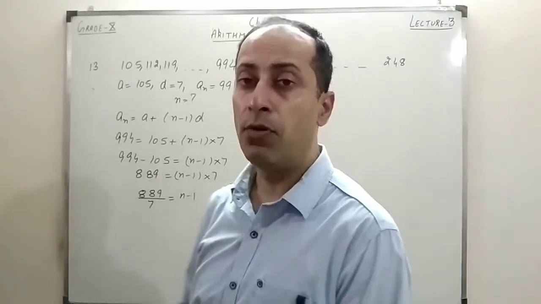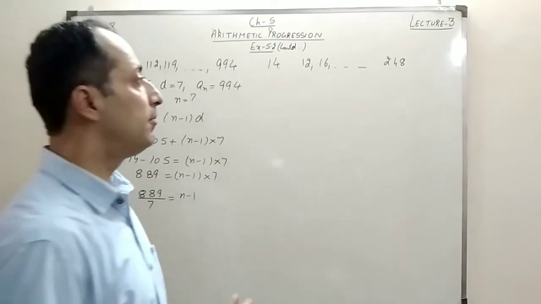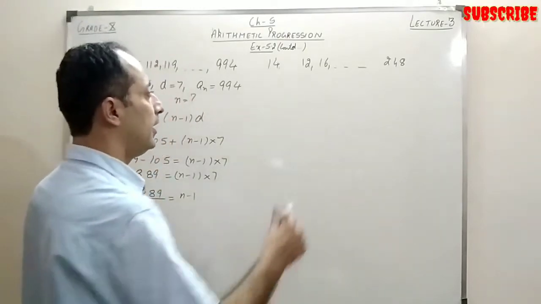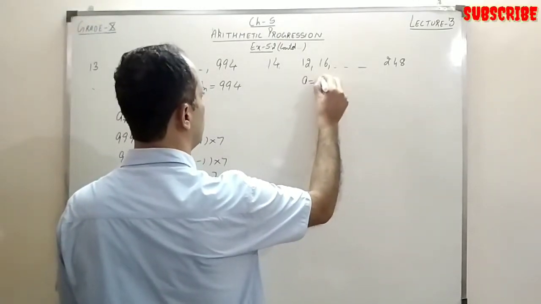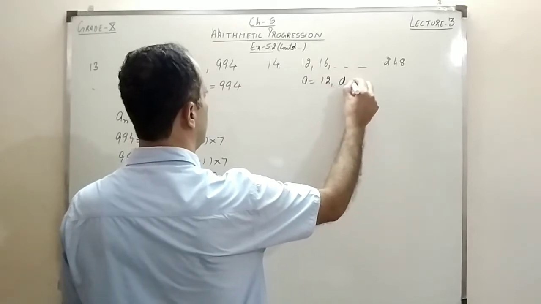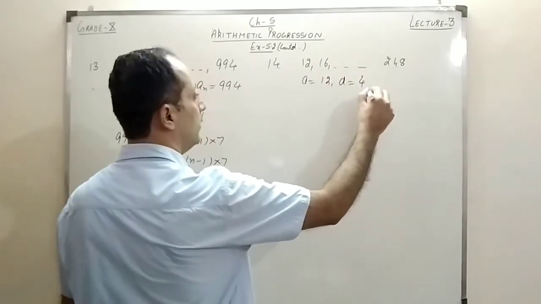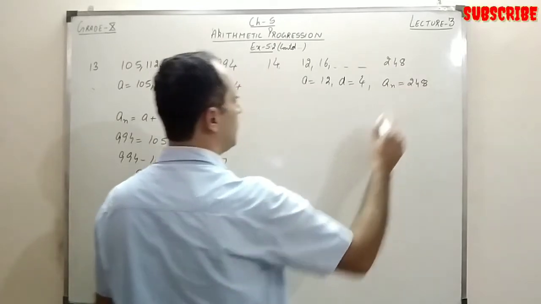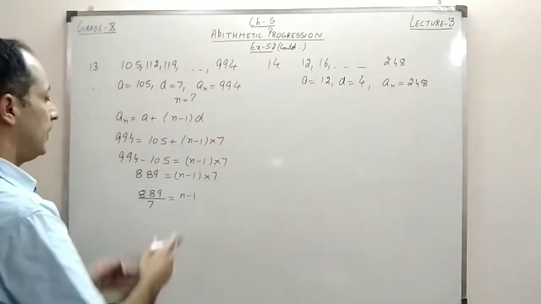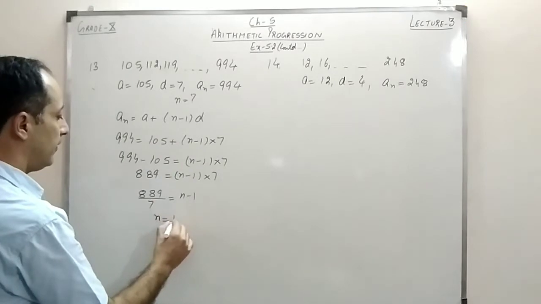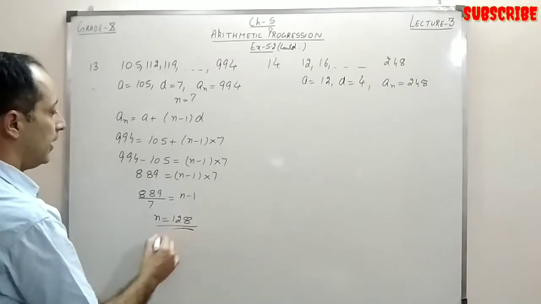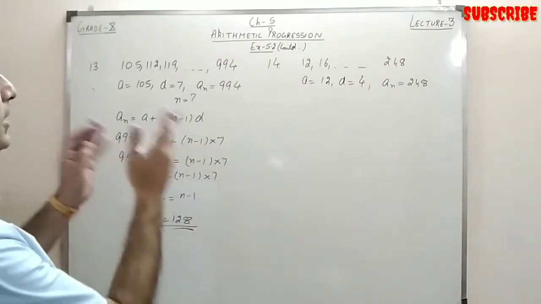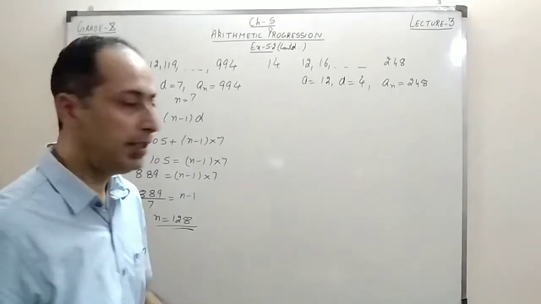That is, before 250, the number which is divisible by 4 is 248. So here A would be 12, D would be 4, and AN is 248. So if you proceed with this question in the same manner, here obviously the value of n is 128, and you proceed in the same way, you get the answer.